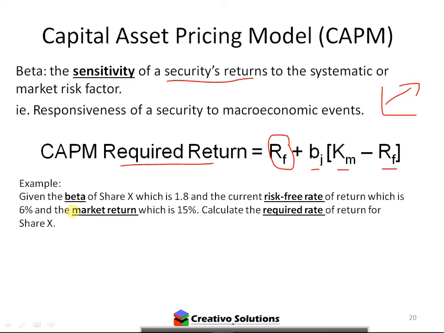The question here gives you beta, market return, and risk-free, and they want you to calculate the required return. So what is the answer? Quickly do that working. CAPM should be easy as long as you remember the right equation. If you've got the right equation, you'll be able to do it.